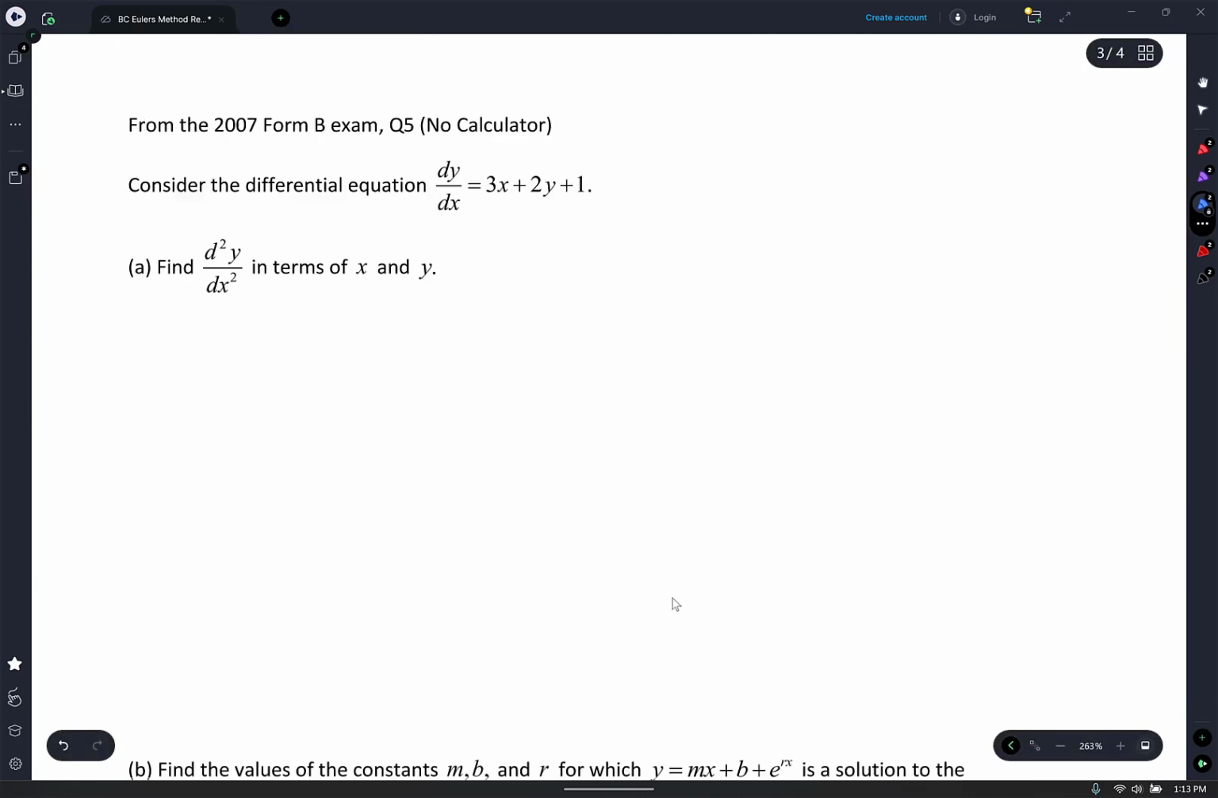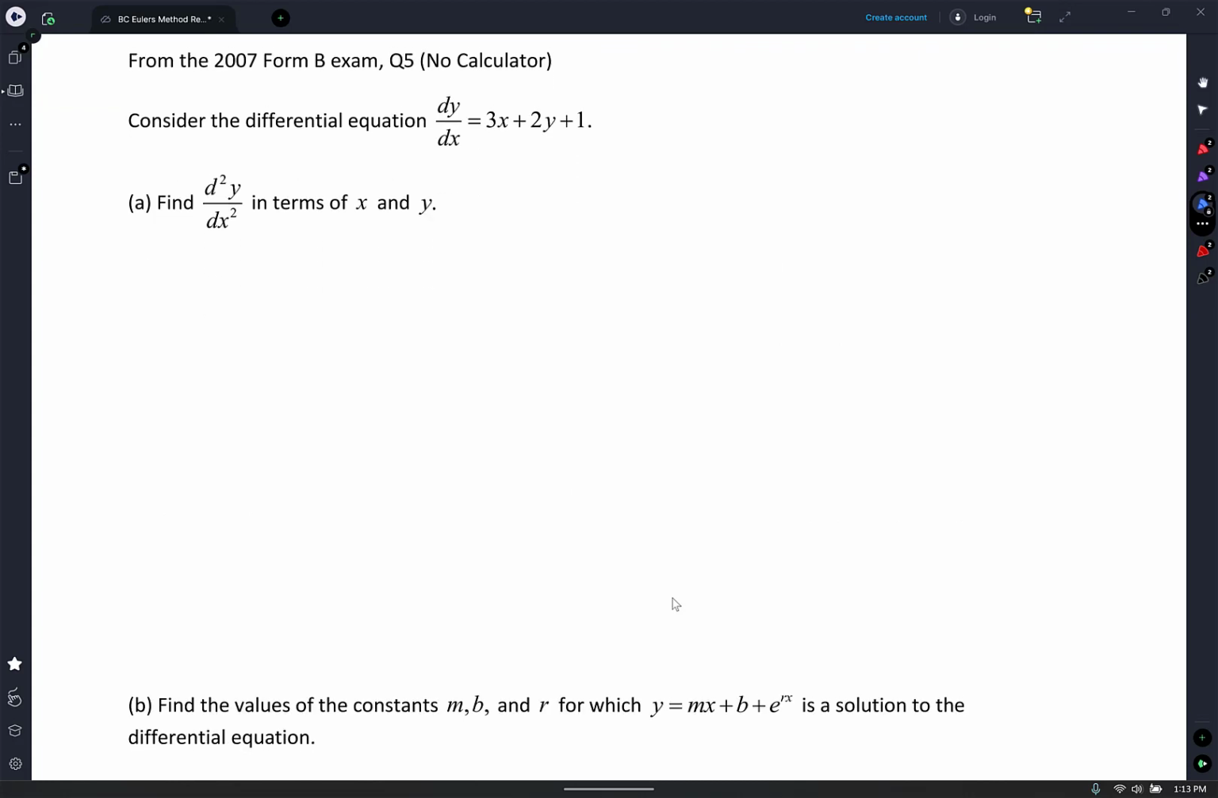So let's see if you guys can do letter A. Take like 2 minutes, and then we'll do letter A together. We'll look at the rubric for this in a little bit, too.